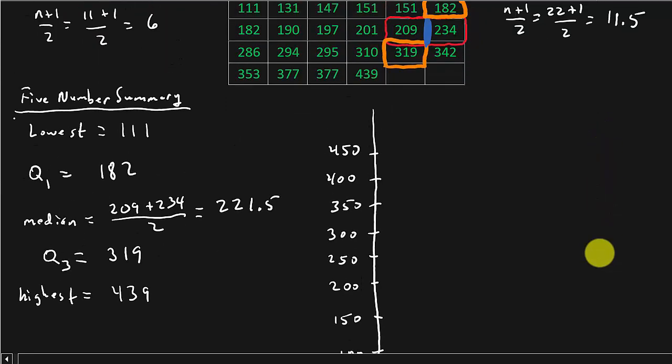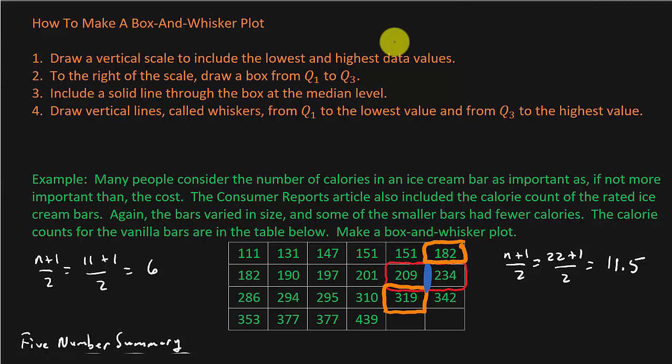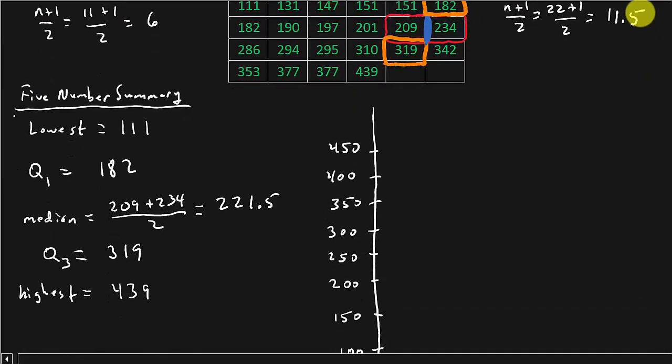Okay, so that's what it means there when it says draw a vertical scale to include the lowest and highest data values. All right. Now what does it say? To the right of the scale, draw a box from Q1 to Q3. Okay.